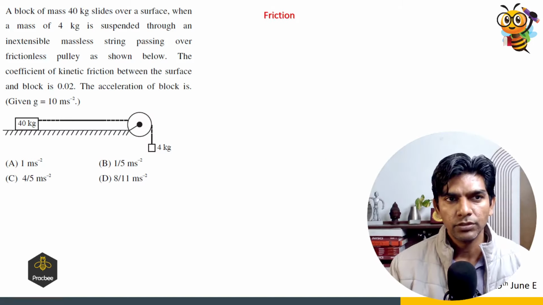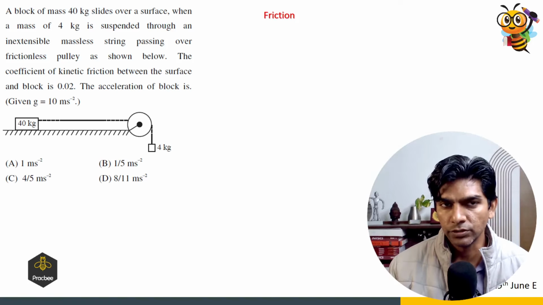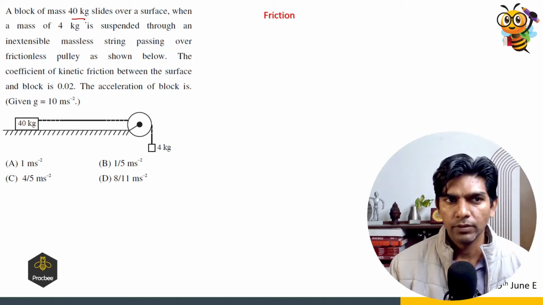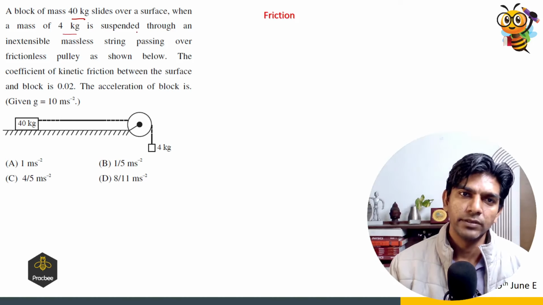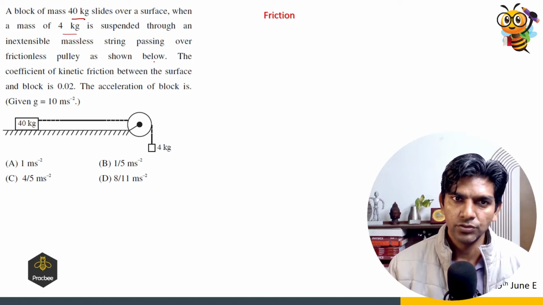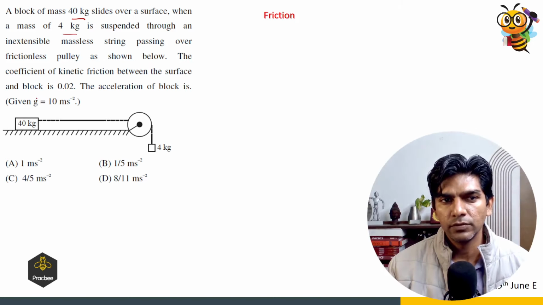Right, so let us see this question. Now we move to the next section where I am going to discuss illustrations based on friction. A block of mass 40 kilograms slides over a surface when a mass of 4 kg is suspended through an inextensible massless string passing over the frictionless pulley as shown in the figure. The coefficient of kinetic friction between the surface and the block is 0.02. Find the acceleration of the block.